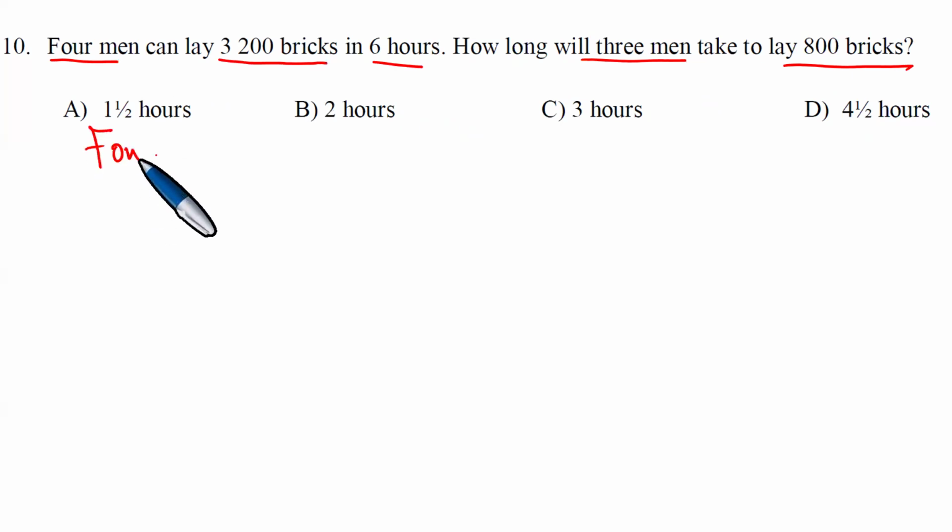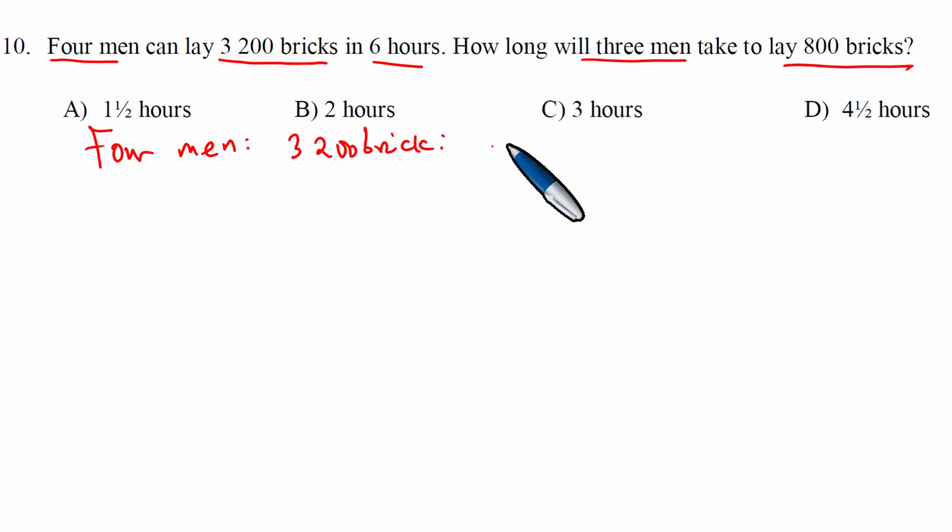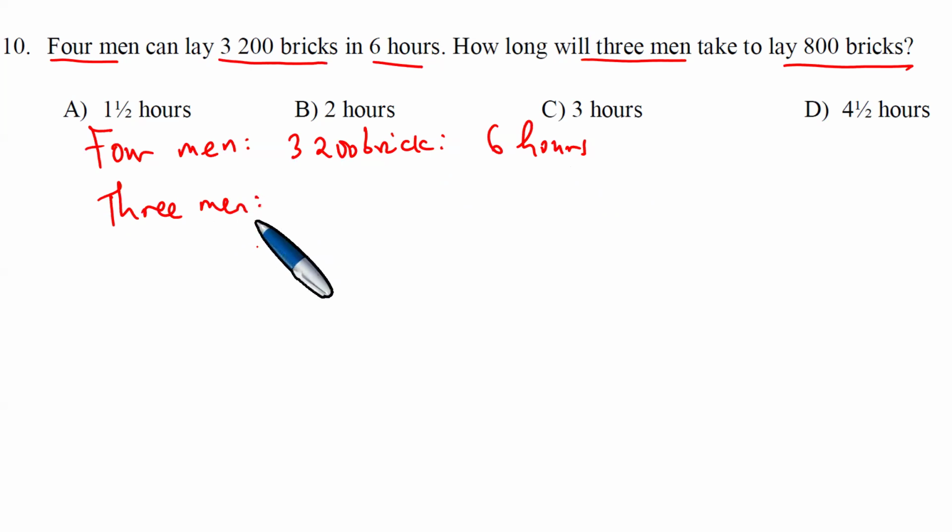So we're saying if we have 4-man, 3,200 bricks, 6 hours. 3-man. Okay, it's like we've been seeing the answer here by just writing this. 3-man can lay 3,200 bricks. 3-man can lay like 800 bricks. How long? X. We already have the answer.